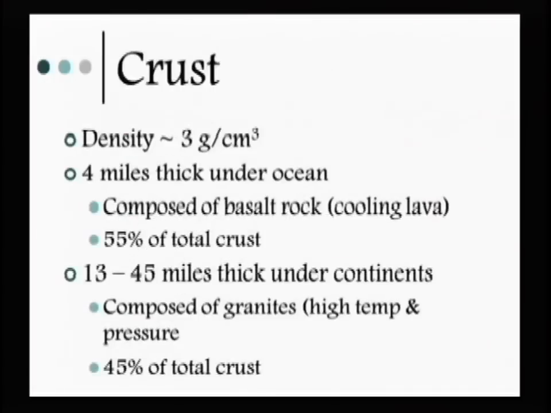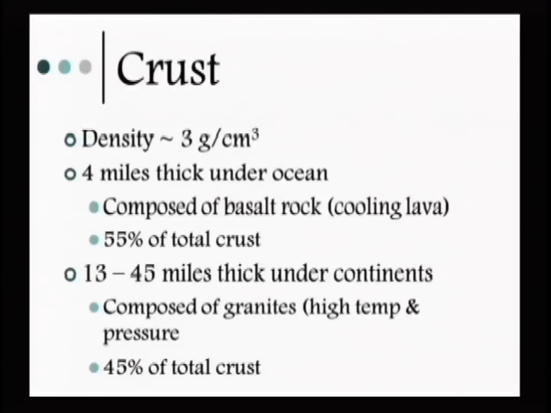So crust has a density of about 3 grams per centimeter cubed. Water has a density of about 1 gram per centimeter cubed, so our density is a little bit higher on the crust than what water is. It does change its thickness depending on what it's under. We know that it's about 4 miles thick under the ocean. It tends to be composed of basalt rock, which is basically cooling lava. And the crust under the ocean consists of about 55% of the total crust.